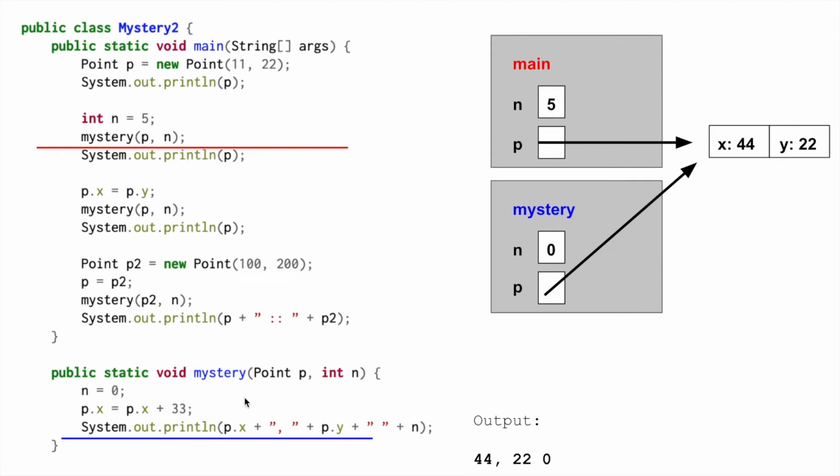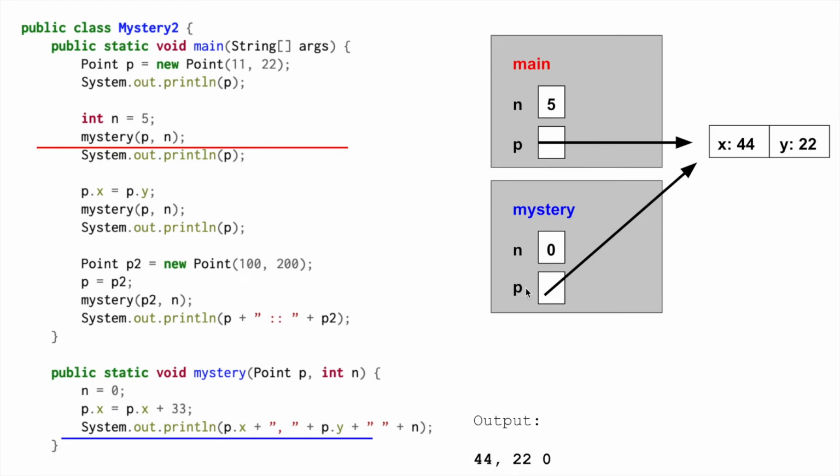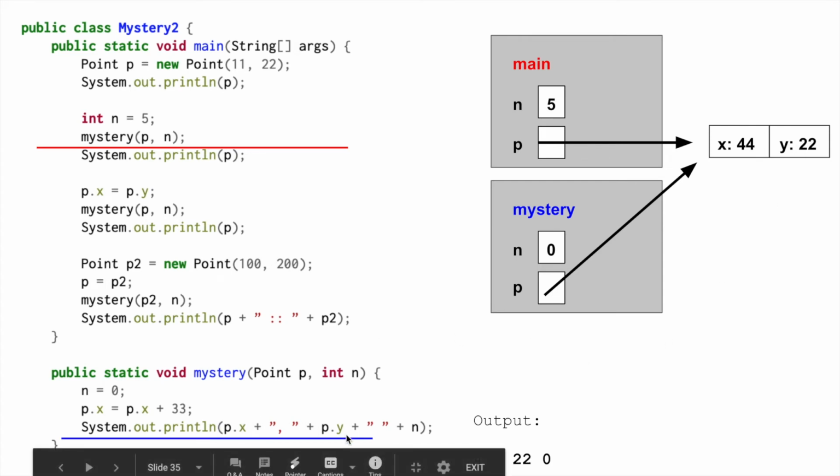And finally, I'm going to have this print line call inside mystery. So when I do p.x and p.y, I find out what those are by going to the p variable, following the arrow over to this object here, and then printing out this x, which is 44, and printing out this y, which is 22. And then in the last part of this print statement down here, I'm going to print n, and of course, because mystery can only see this n, that value is going to come out to 0 down there.